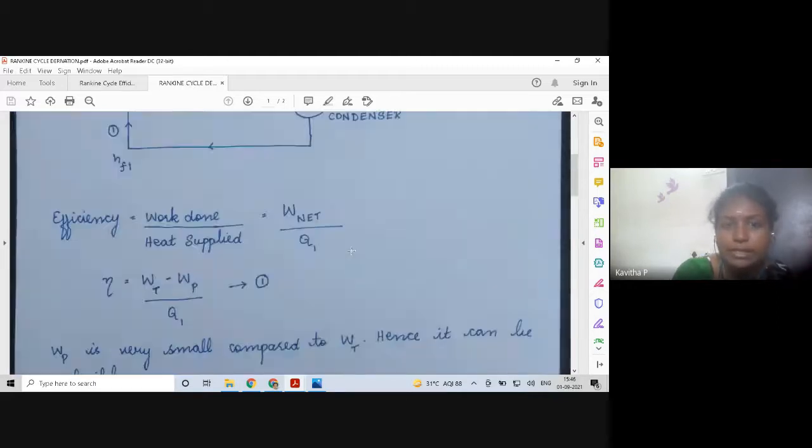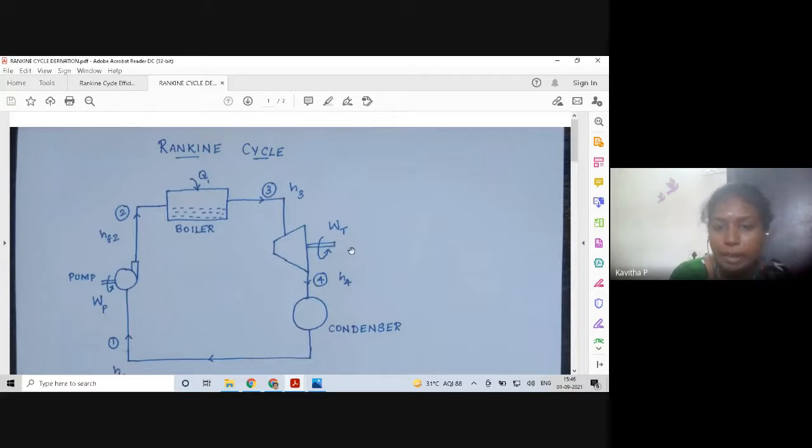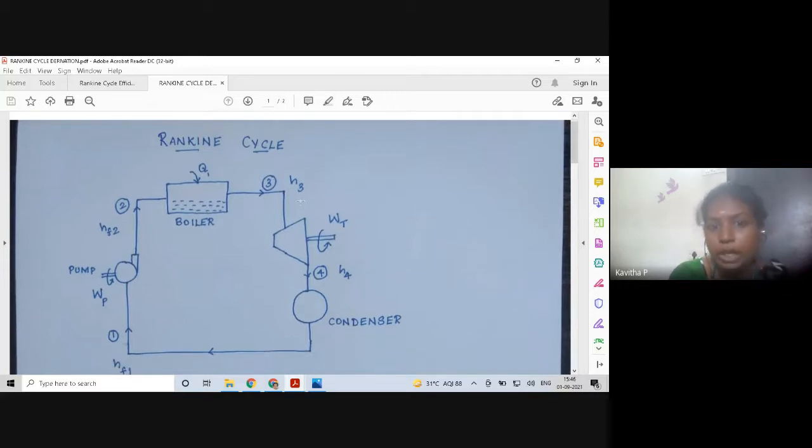So now let's understand the work done by the turbine. What is the input to the turbine? H3 is the superheated steam which is entering into the turbine, and then the thermal energy from the superheated steam has been converted into kinetic energy, which creates a rotational force in the turbine blades, which is denoted by Wt, and then the steam leaving the turbine is denoted as H4.